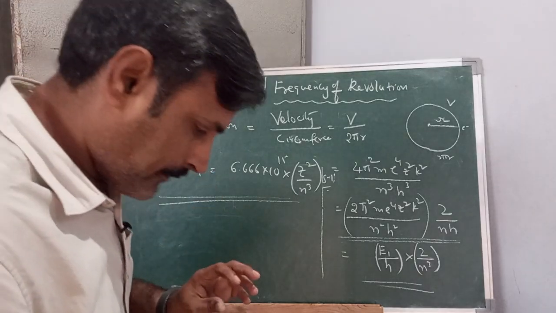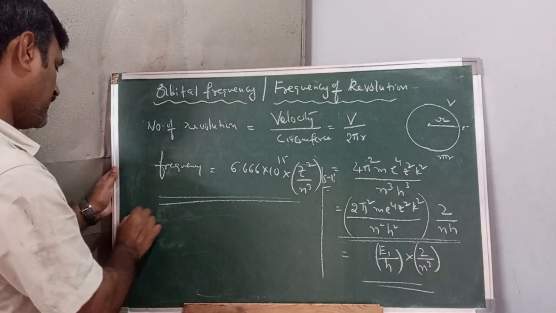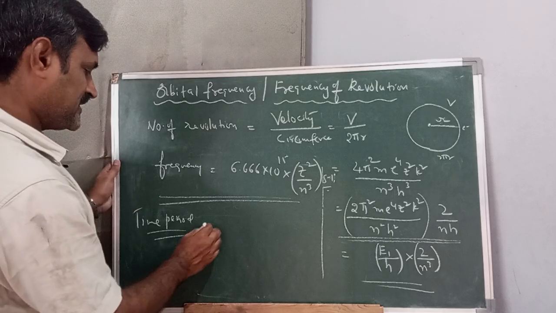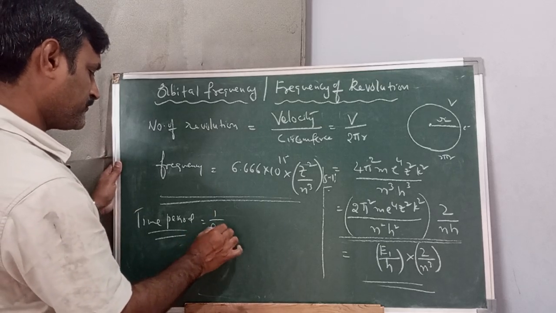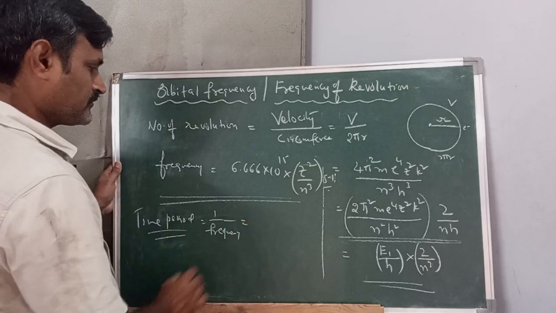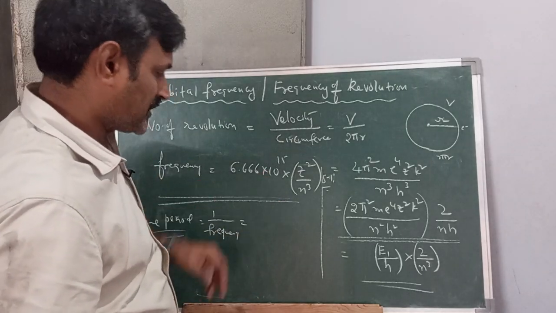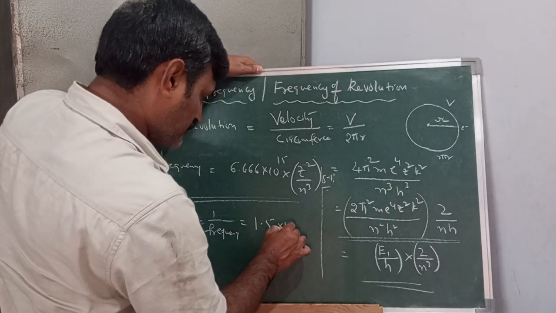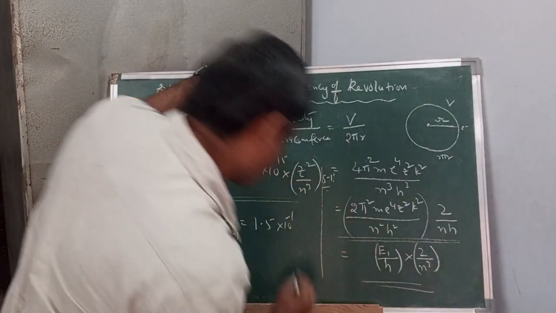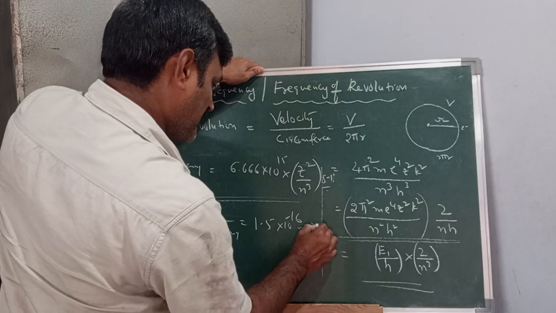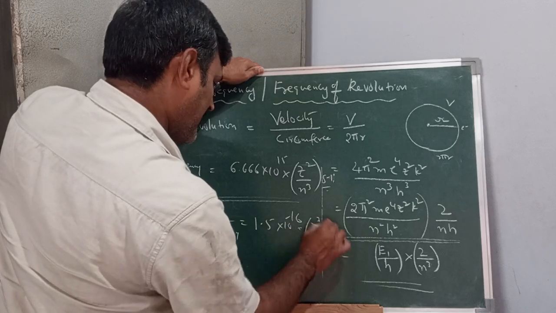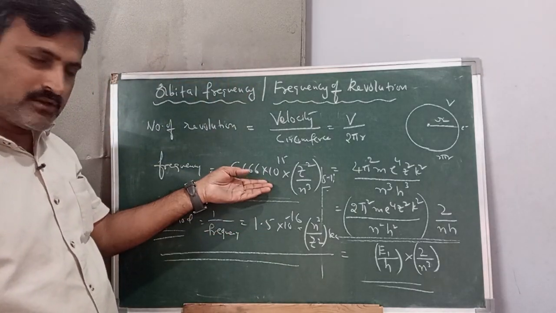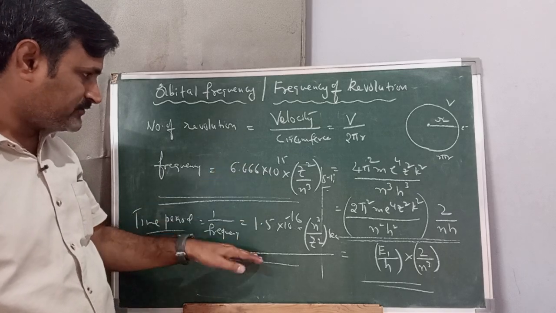If you want to calculate the time period, it will be the reverse of this: 1 by the frequency of revolutions. The answer came as 1.5 into 10 to the power minus 16 n cube by z square seconds. So this is the reciprocal of the frequency. Frequency is nothing but the reciprocal of the time.